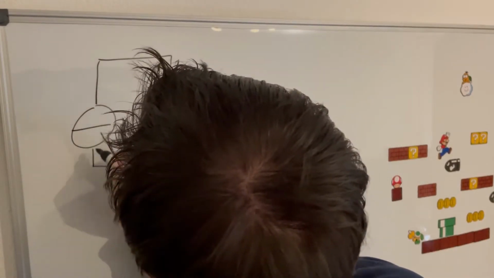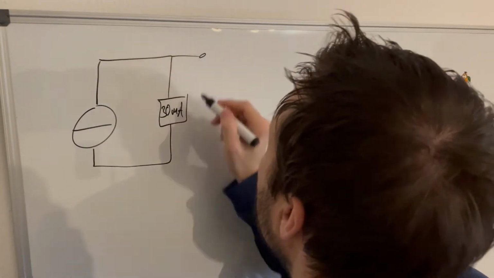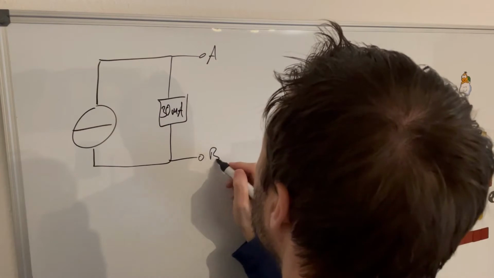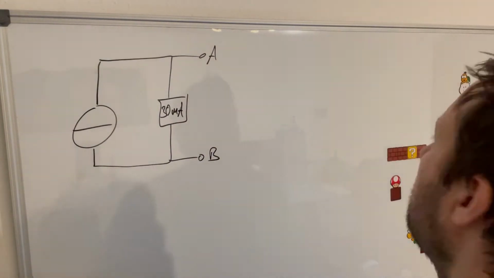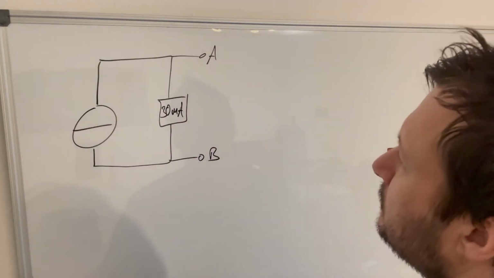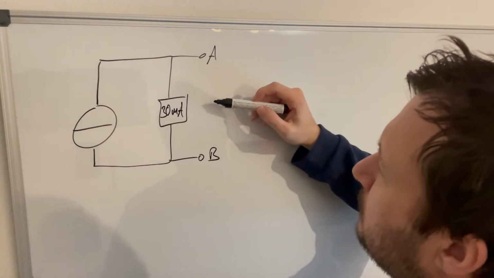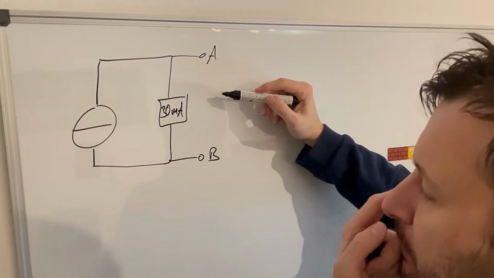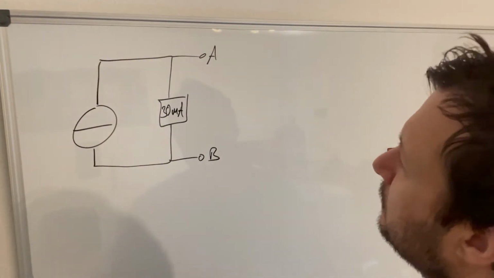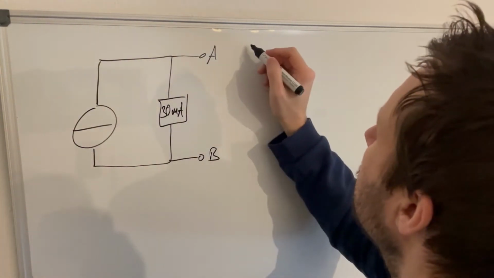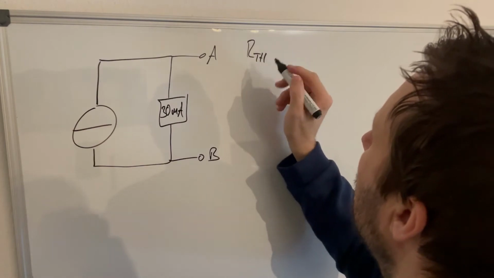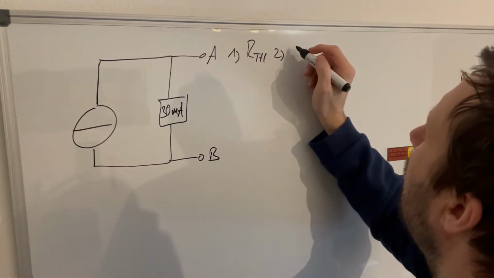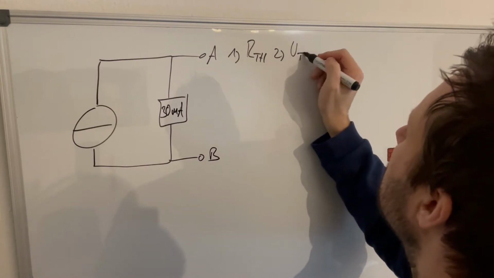In parallel to the current source, and then here we have the output terminals of the current source. Let's say this is A and B pole. And now we want to convert it, and we do so by using Thevenin's theorem, which means first we find the Thevenin's resistance, or R Thevenin, and then second we find Thevenin's voltage.